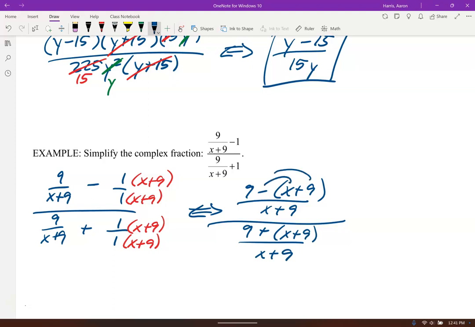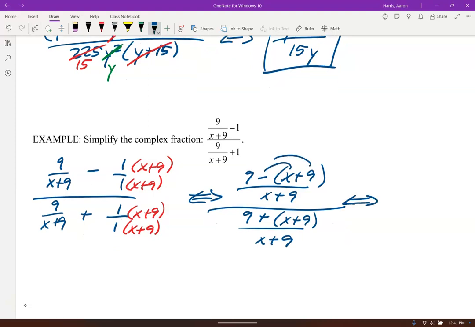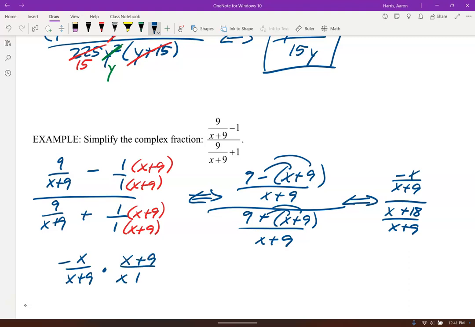Well, if we distribute that, we'll have 9 minus x minus 9, so it's just a negative x. And if we distribute that, I'll have 9 plus x plus 9, which is x plus 18 over x plus 9. And so now we can multiply. Now we have one fraction over one fraction. So we can multiply this. Notice the x plus 9's cancel. So we have negative x over x plus 18.